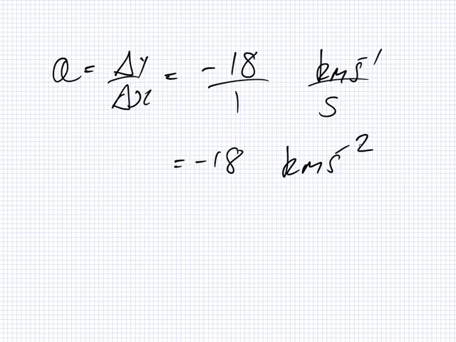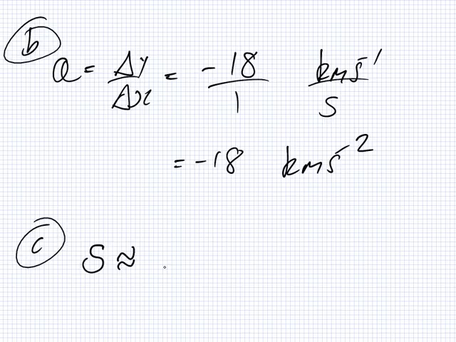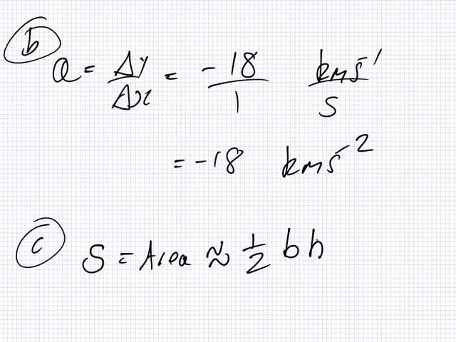Yeah? And the last one, part C, is the distance, which is exactly equal to the area, which is roughly half the base by the height. Now, why am I saying half the base by the height, roughly? Yeah, it's not quite a triangle, is it? It's like a triangle. It's the best I can do.